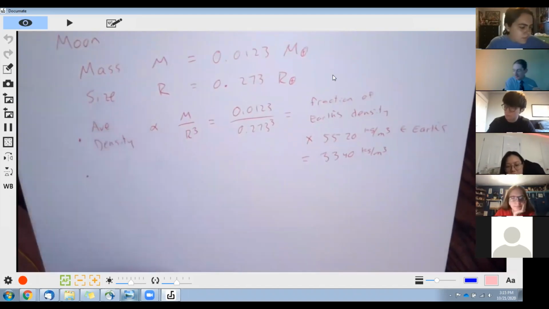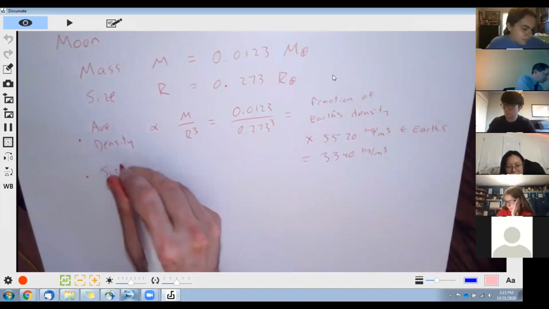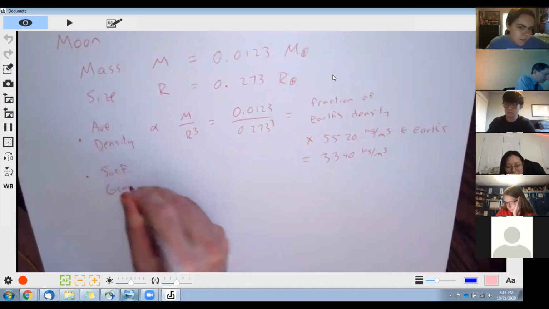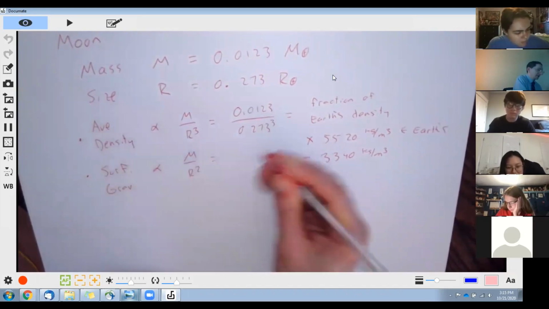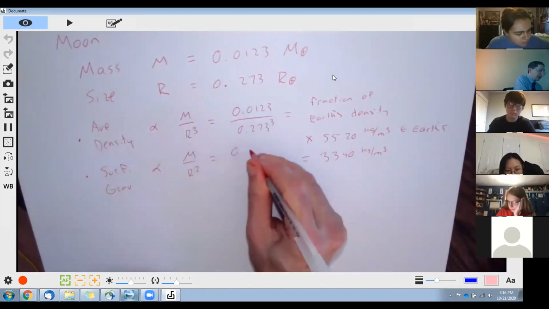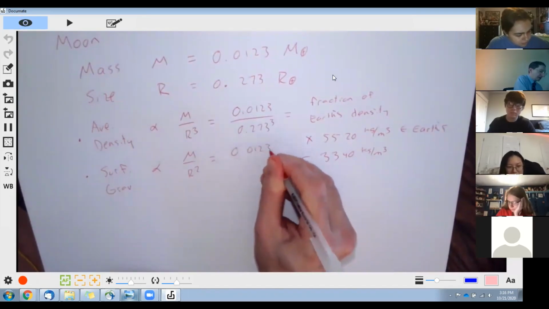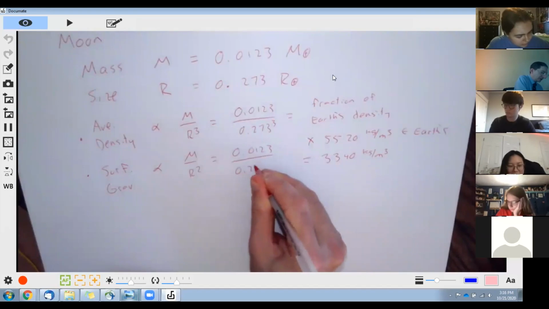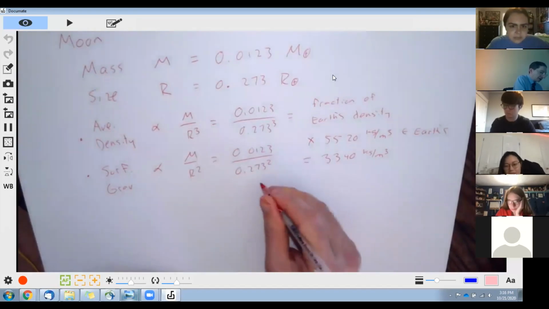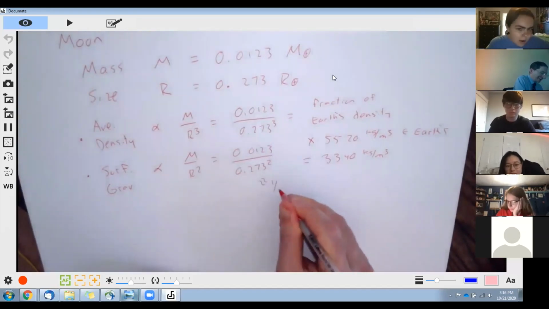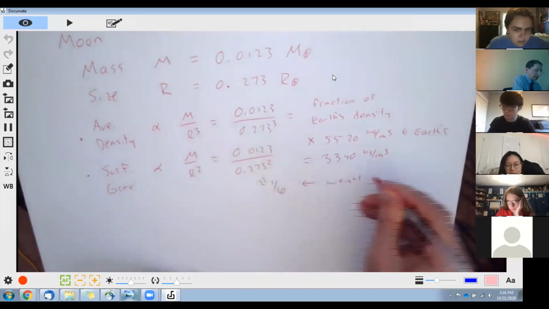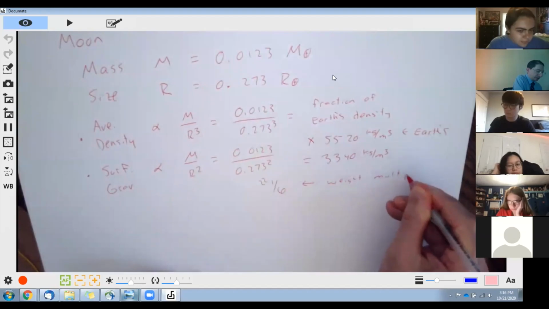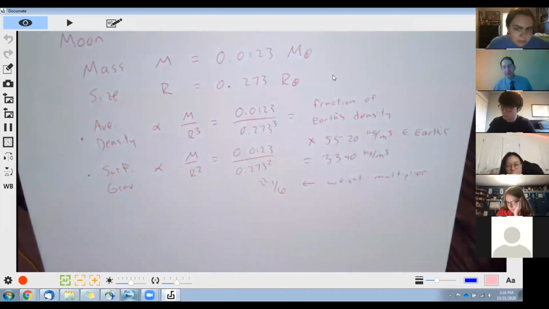Okay, the next one is surface gravity. This is proportional to m over r squared. So plugging the stuff in for the moon, 0.0123 divided by 0.273 squared comes out to be about 1/6. And what this is, is your weight multiplier. There we go, weight multiplier.